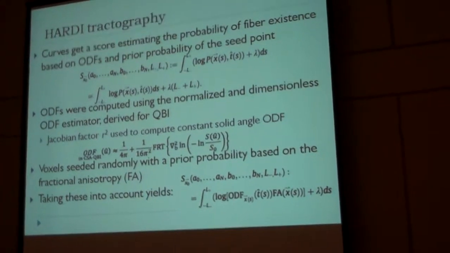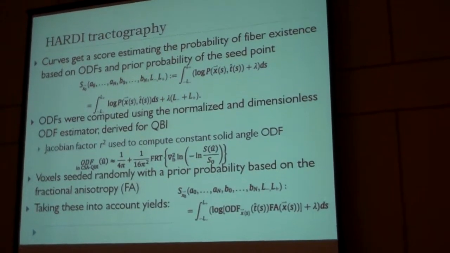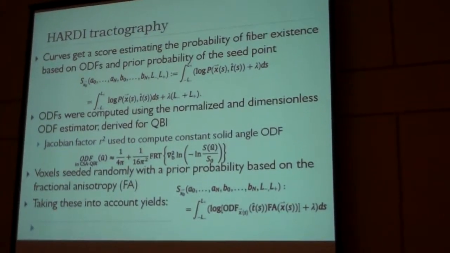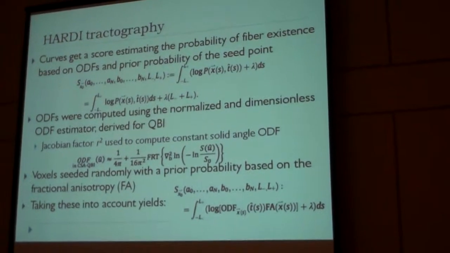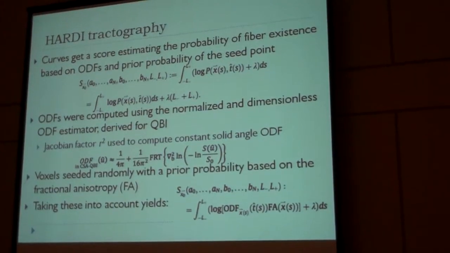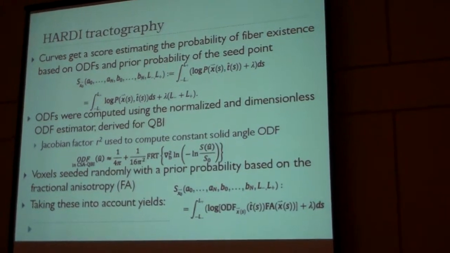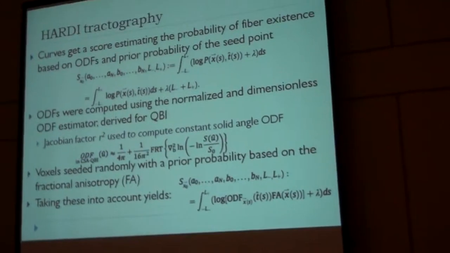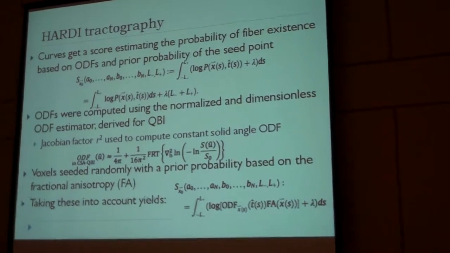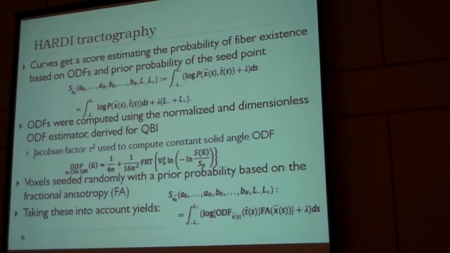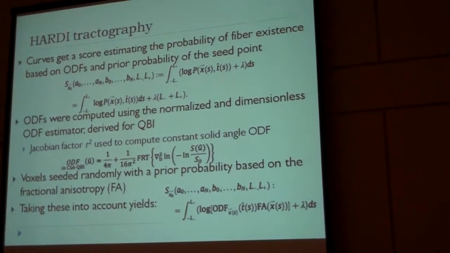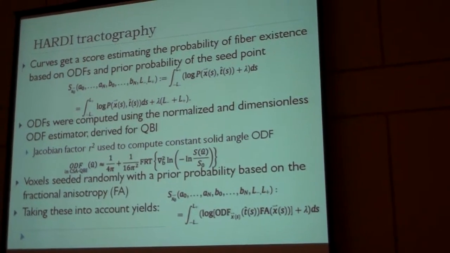Our novel HARDI tractography method scores curves in our diffusion-weighted image space using the orientation distribution functions and the prior probability of the seed points used to generate the curves. Our ODFs are generated using a normalized and dimensionless estimator derived from Q-ball imaging, and our curves are seeded randomly throughout the diffusion-weighted image space using a prior probability based on the fractional anisotropy in the image.